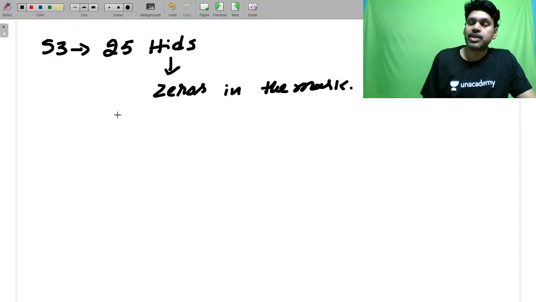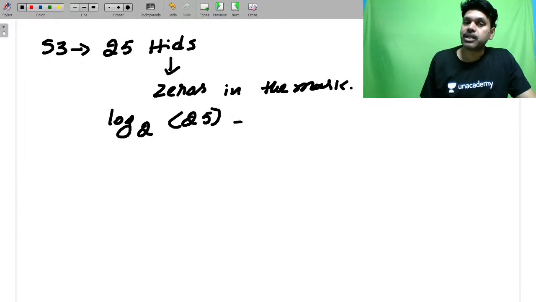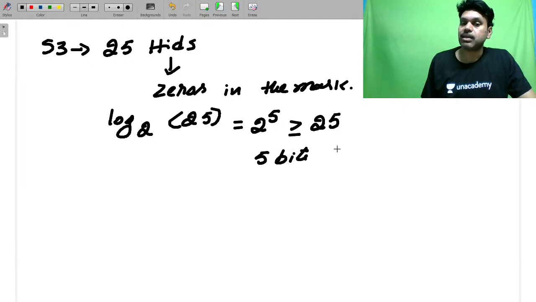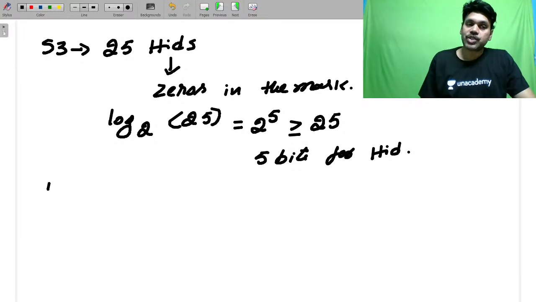Right? So log base 2 of 25. So how many zeros you required? 2 power 5 greater than or equal to your 25. Therefore, 5 bits are needed for HID. Right? So let us write your default mask.